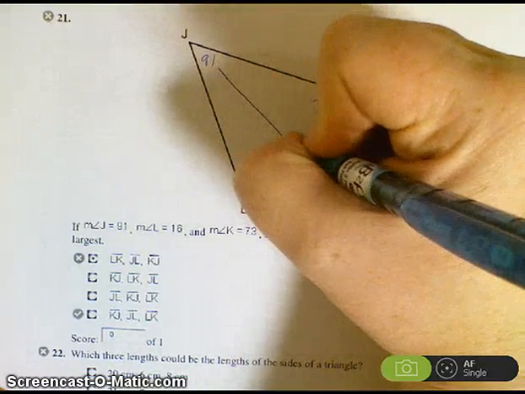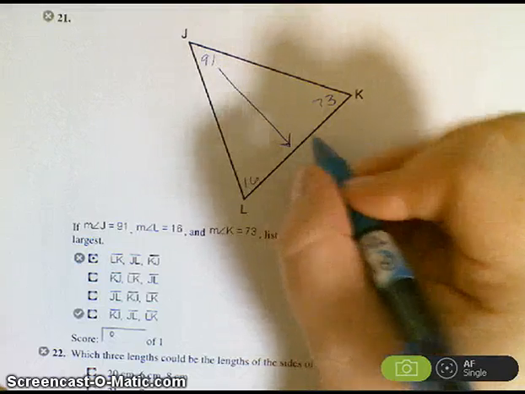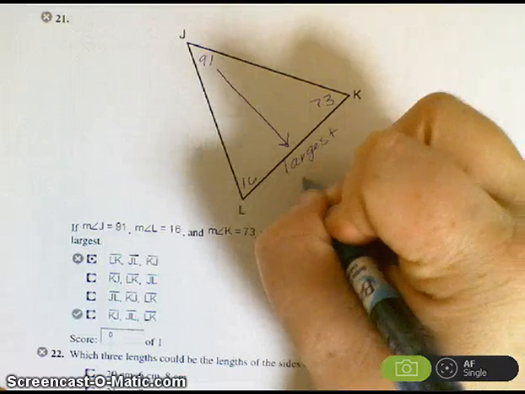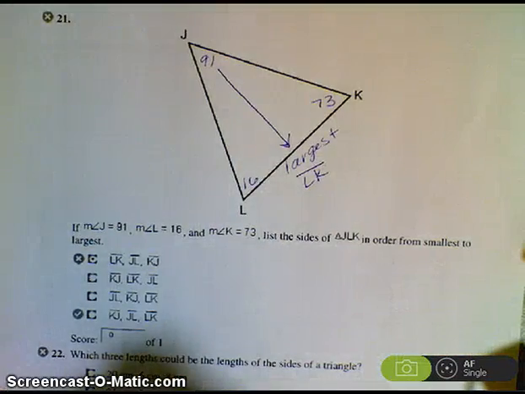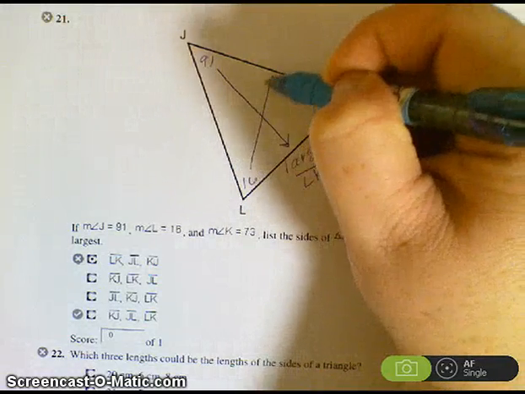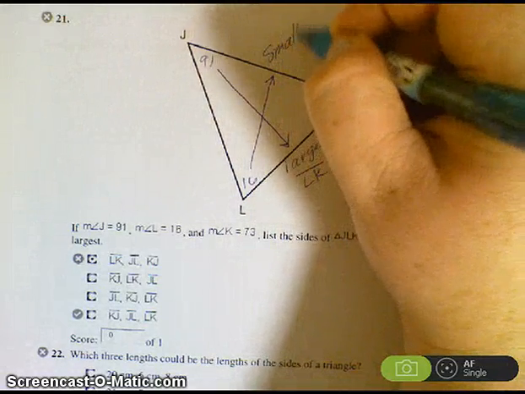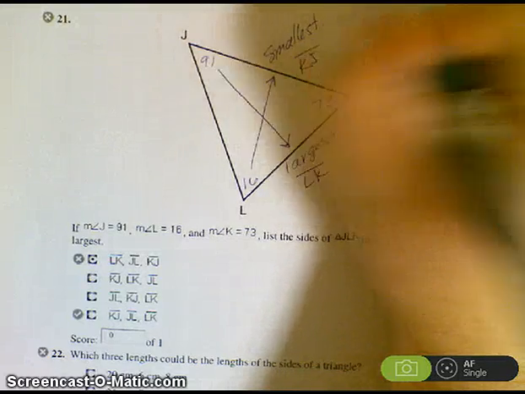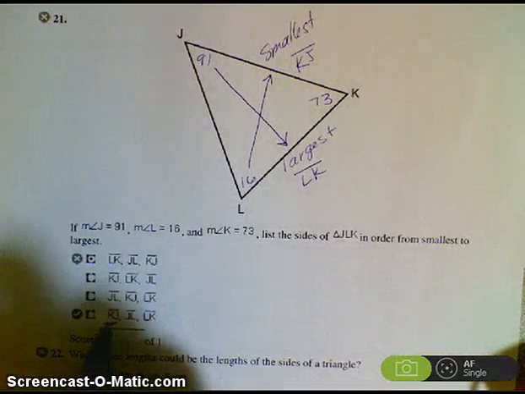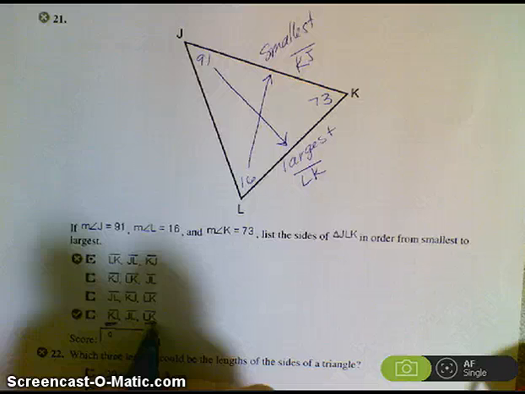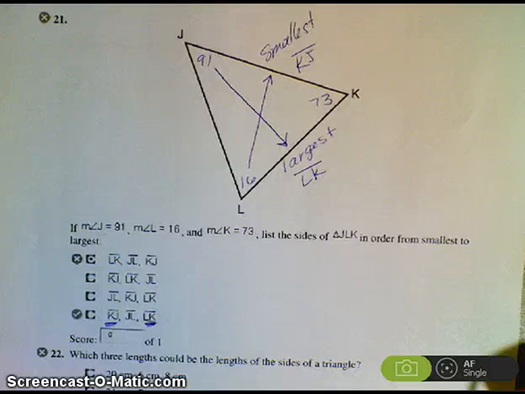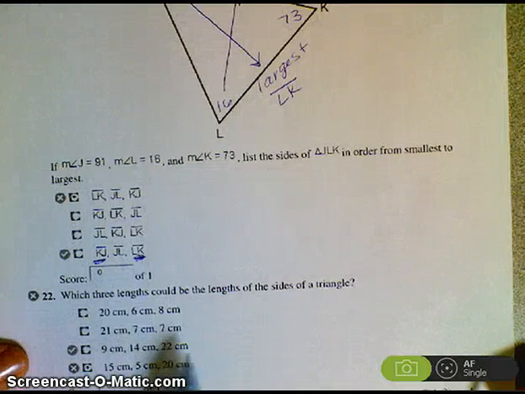The biggest angle is going to be across from your biggest side. This is going to be your largest side here, side LK. The smallest side is going to be across from your smallest angle. So over here would be your smallest side. Looks like they name it KJ. So the smallest, KJ, the largest, LK, and the other side, JL, is in the middle. Again, when you add the two together, it has to be larger than the third.